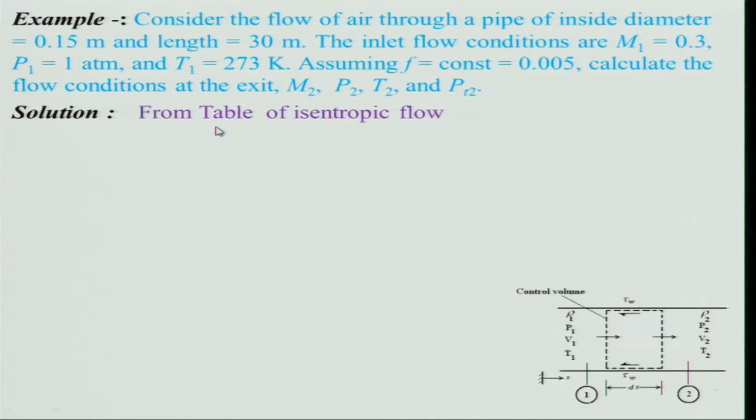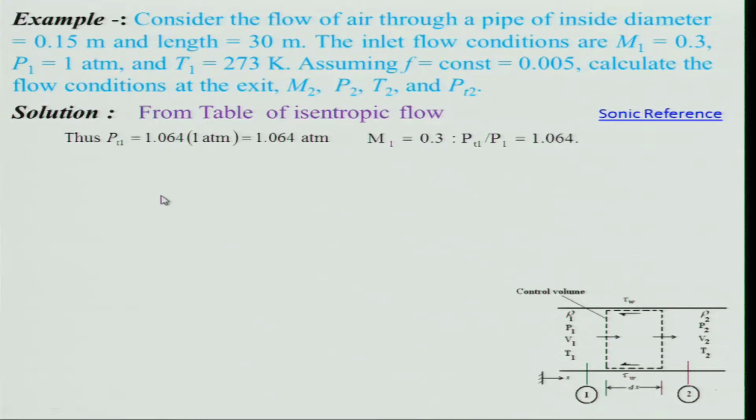What we will do is use the isentropic table. What is given here is P1, T1, and also the Mach number M1; the Mach number M2 is not given, so we need to find it out. From the isentropic flow table, corresponding to station 1, with a Mach number of 0.3, I can get PT1 divided by P1 as 1.064, and I know the atmospheric pressure P1. So, I can find the total pressure, 1.064 atmosphere. There is not much difference, as you could see, because the flow is very low subsonic.